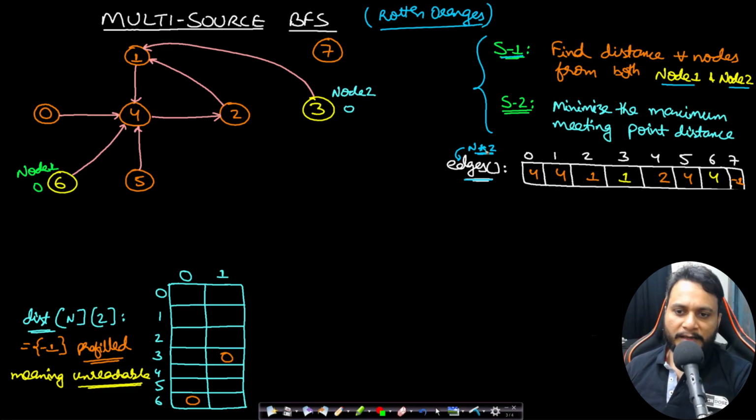So simply you can take a pair of arrays, or you can take a matrix of size n by 2. In this case I will be going with the matrix, which is called the distance matrix, which will help us in tracking all the distance values from node 1 and node 2 for each particular node. Now if you look at this matrix, then this 0 will say what is the distance of a particular node from node 1.